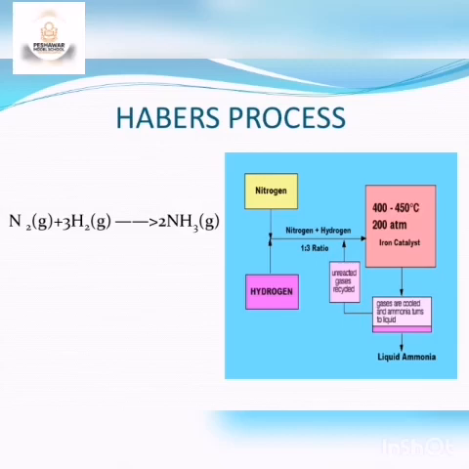As you can see, this nitrogen and hydrogen reaction will react in a 1:3 ratio. 1:3 ratio means that we will react 1 mole of nitrogen and 3 moles of hydrogen gas, and at the end we will get 2 moles of ammonia gas. When these two gases react in a 1:3 ratio, in the presence of an iron catalyst, at 200 atmospheric pressure and at 400 to 450 degrees Celsius temperature, it will give us ammonia gas.